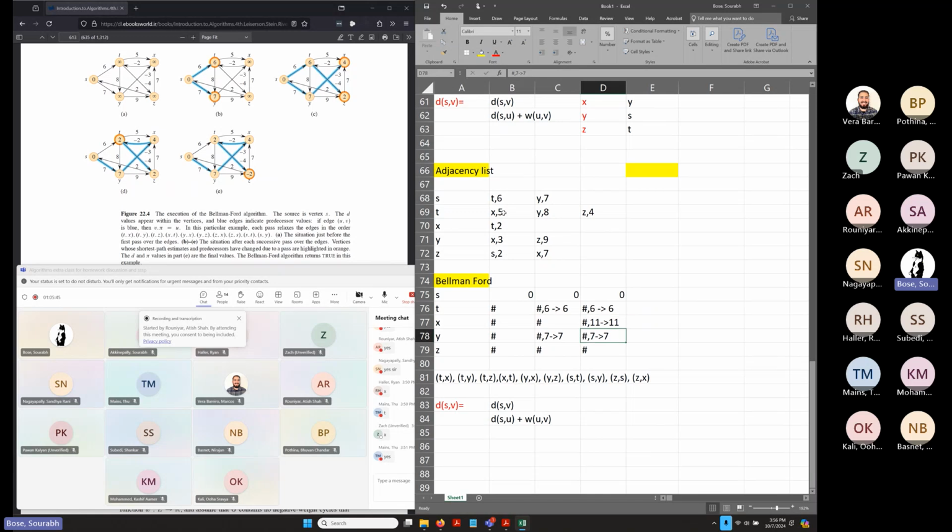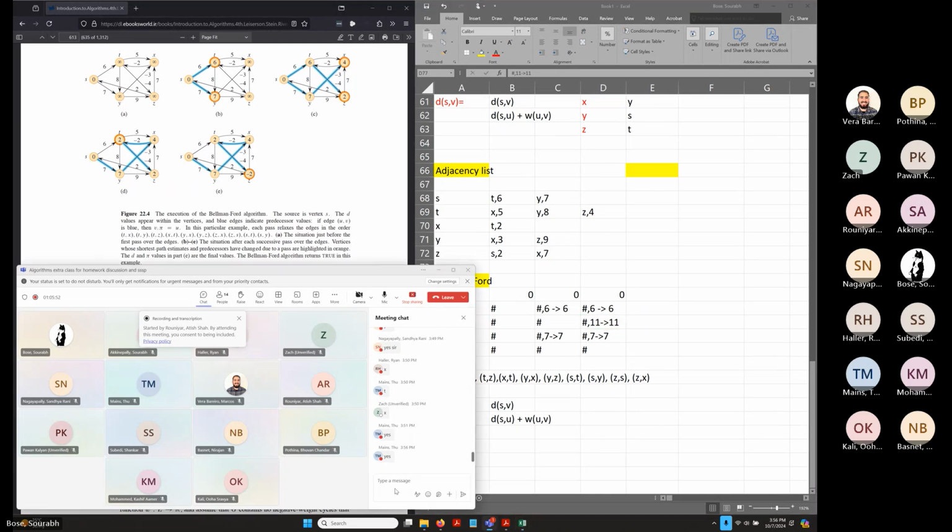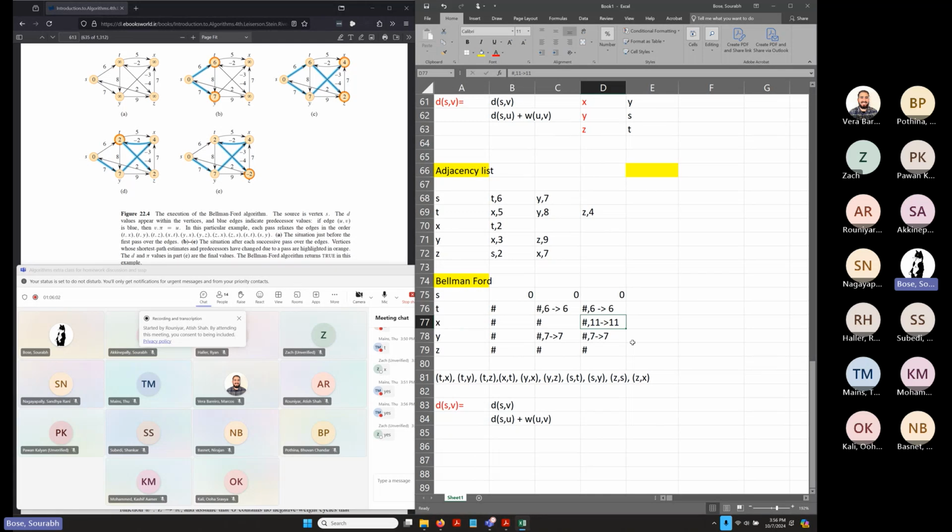Do you guys agree with this update right now? Who says yes? Zach says yes. Everybody, I think, should say yes to this one. Awesome. Now, T2Y. Y currently comes from S, but let's see what it is offering.